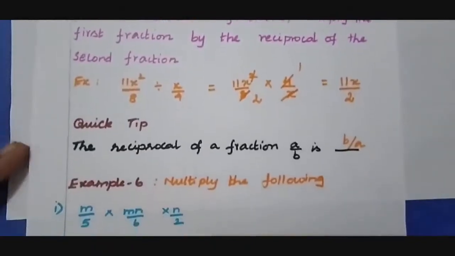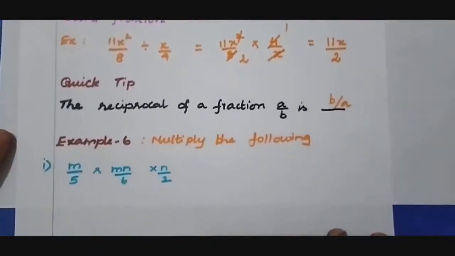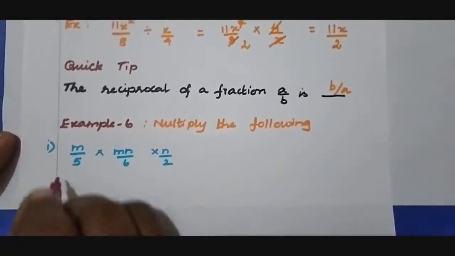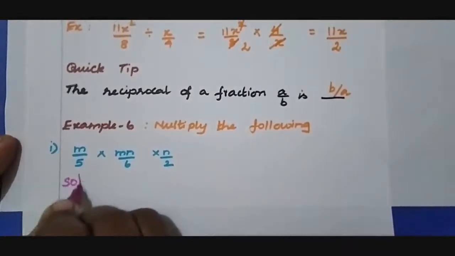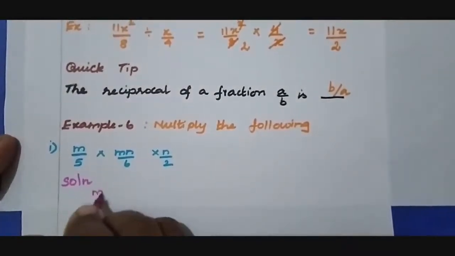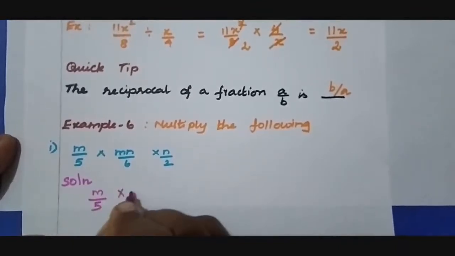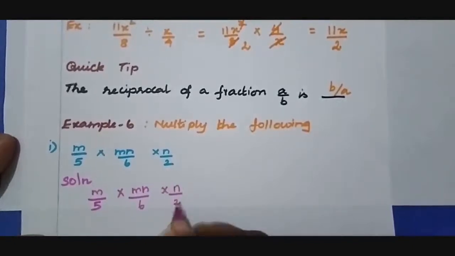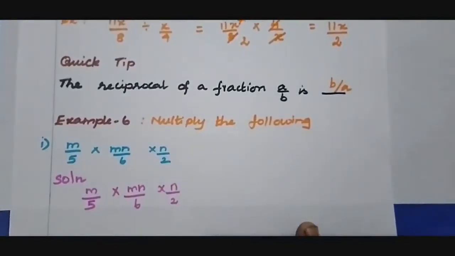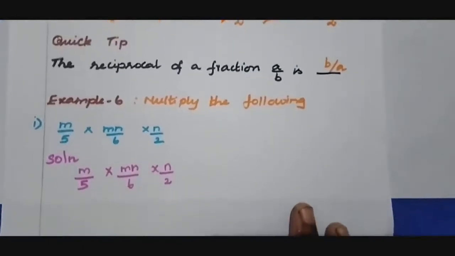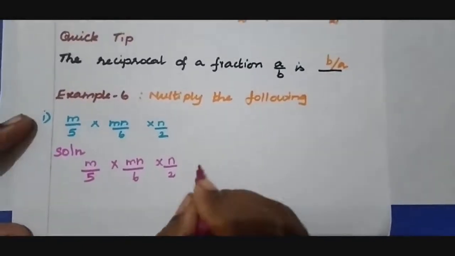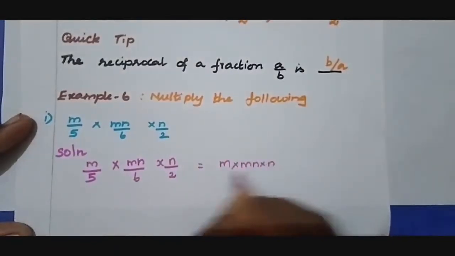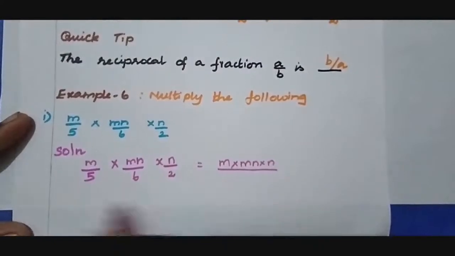So let us solve the examples. Multiply the following. m by 5 into mn by 6 into n by 2. So what's the first step? The first step, we have to multiply the numerators. m into mn into n divided by, multiply the denominators.